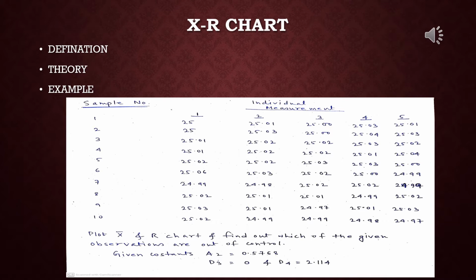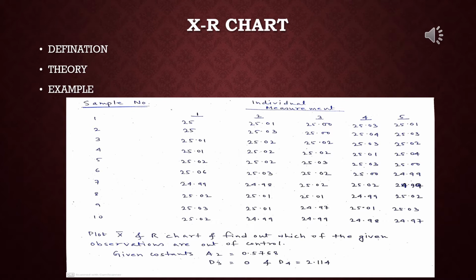In this chart, the central line is given as X double bar, or the mean of the means. The upper control limit is X double bar plus A2 R bar. Again, R bar is the mean of the ranges, and A2 is a constant which will be given and is not for us to calculate. The lower control limit of the X bar chart is X double bar minus A2 R bar.